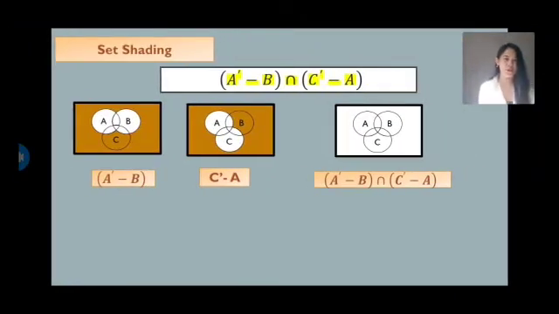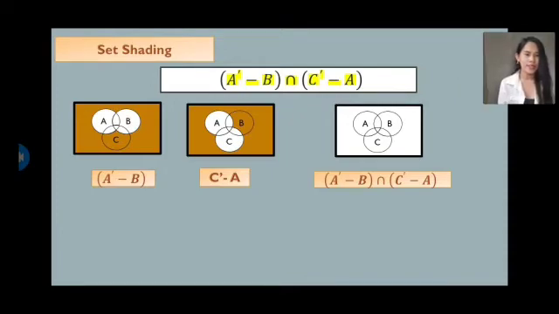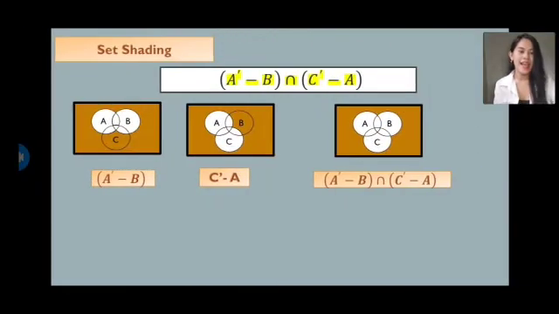Okay, since we know the results of A complement minus B and C complement minus A, we have to find their intersection. So I guess the region that is shaded in both is the outside part of these circles.